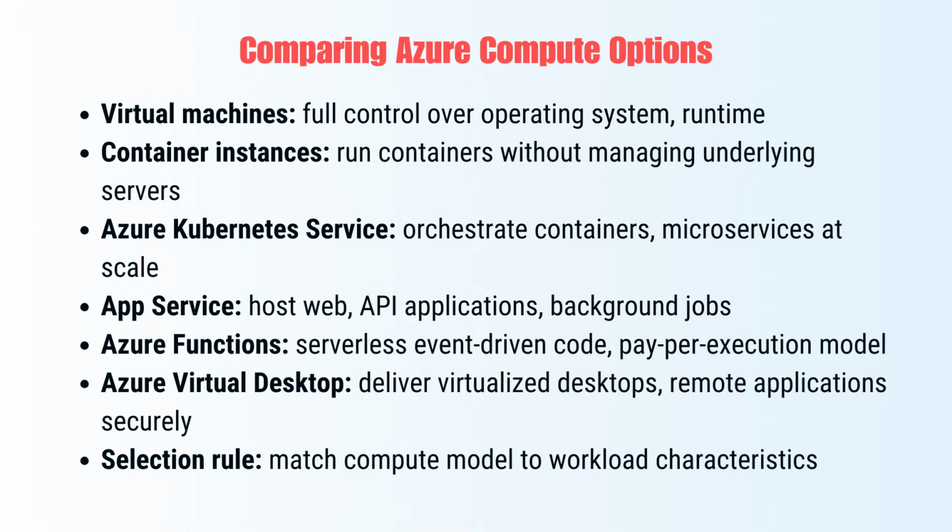Azure Kubernetes Service, AKS, is a managed Kubernetes offering. It's used when you have many containers and microservices, and need advanced orchestration features, rolling updates, and service discovery. For the AZ-900, just remember, AKS equals managed Kubernetes for containerized apps at scale. Azure App Service is a PaaS option for hosting web apps and APIs. You don't manage servers or the OS, just deploy your application. It's a good default for web front ends.